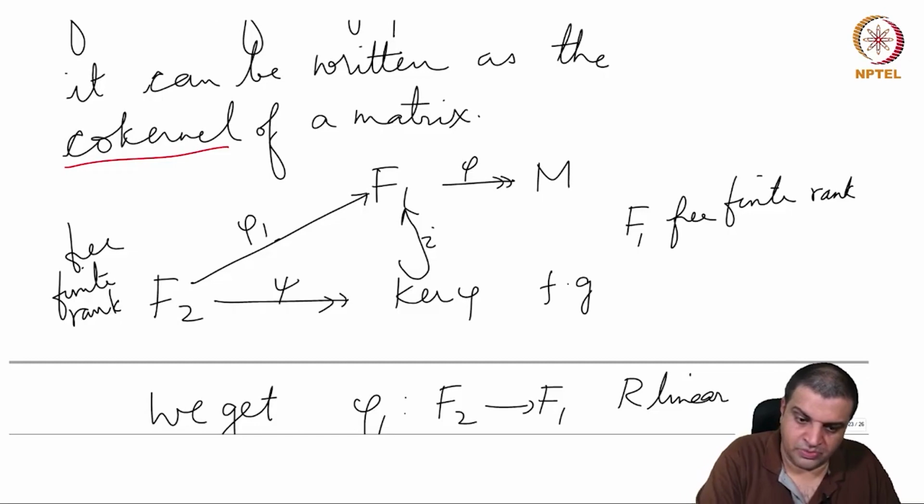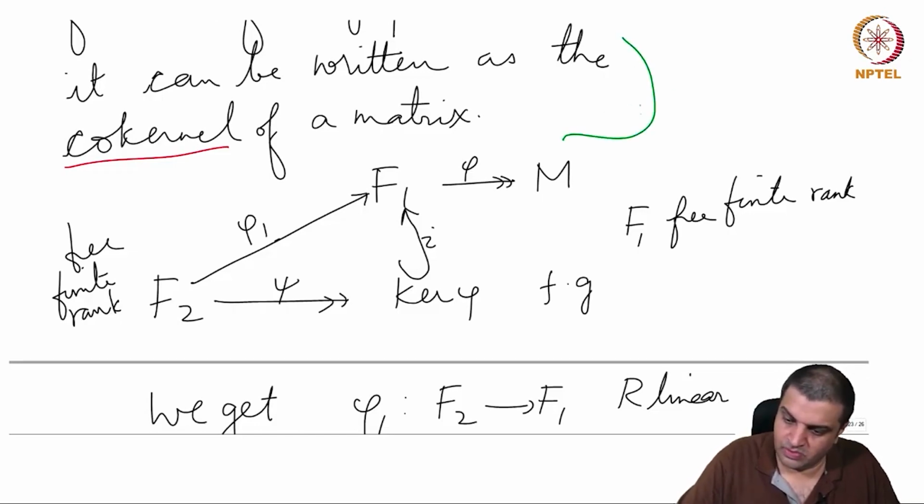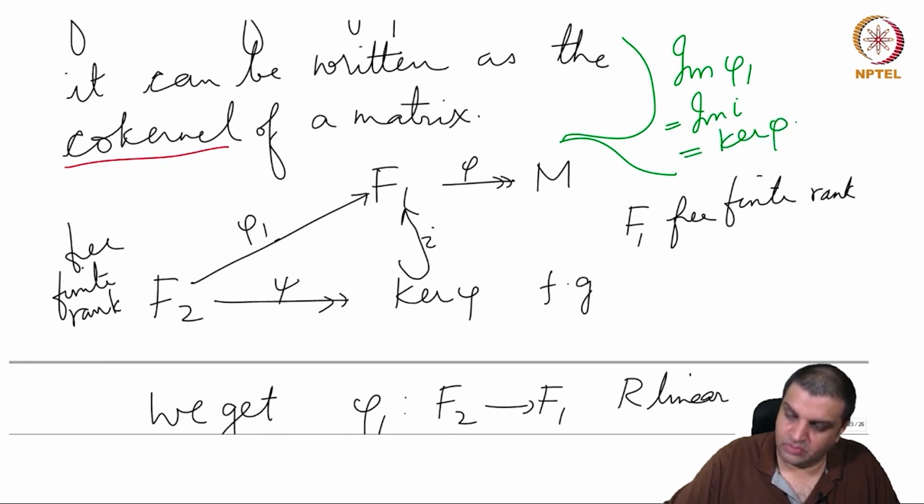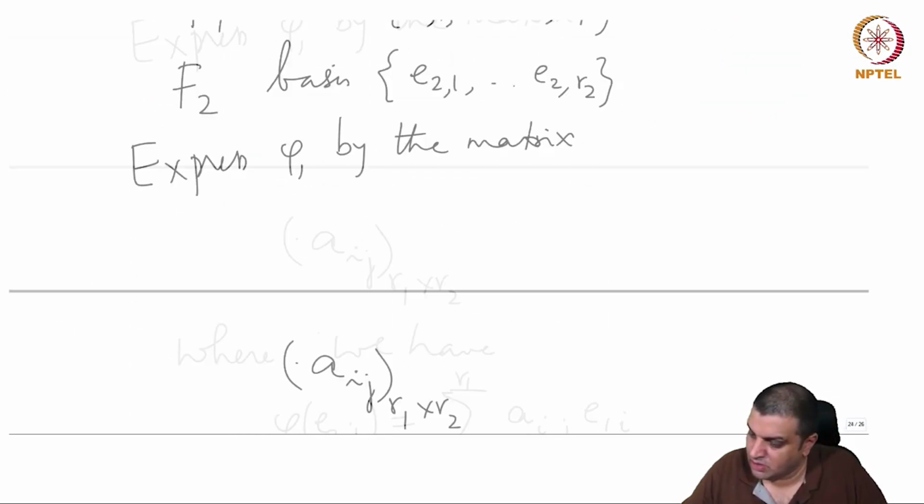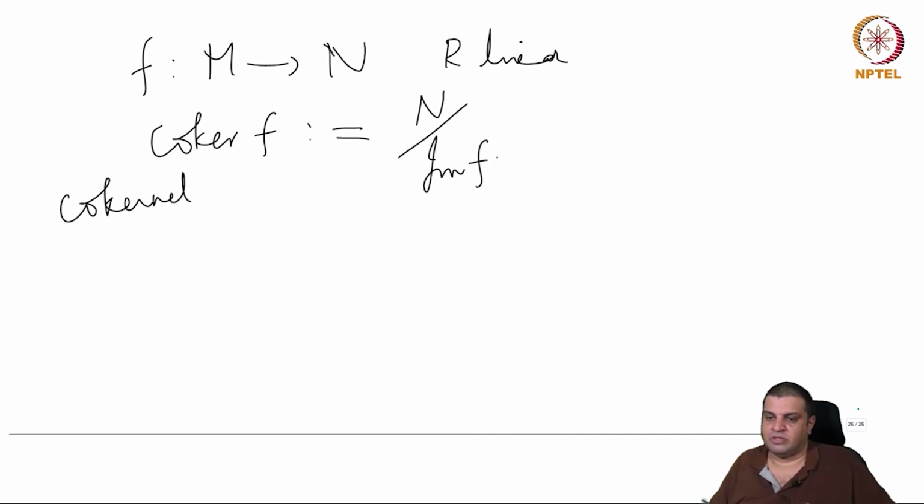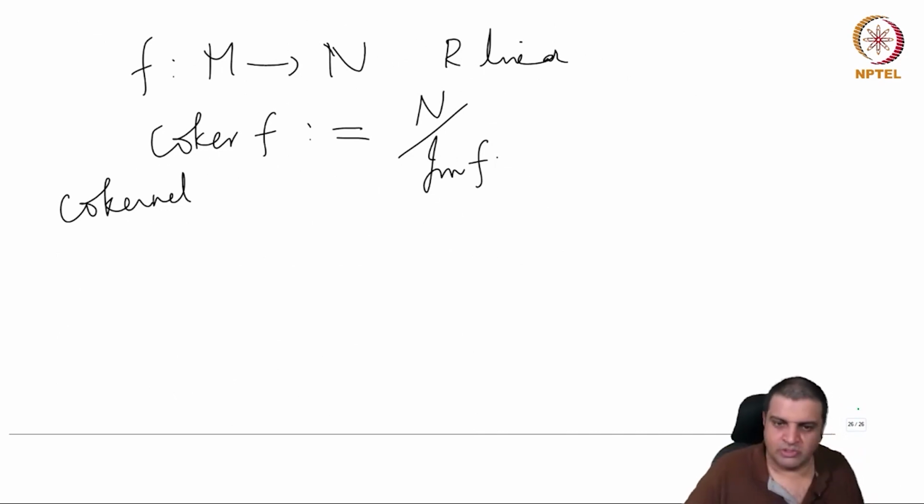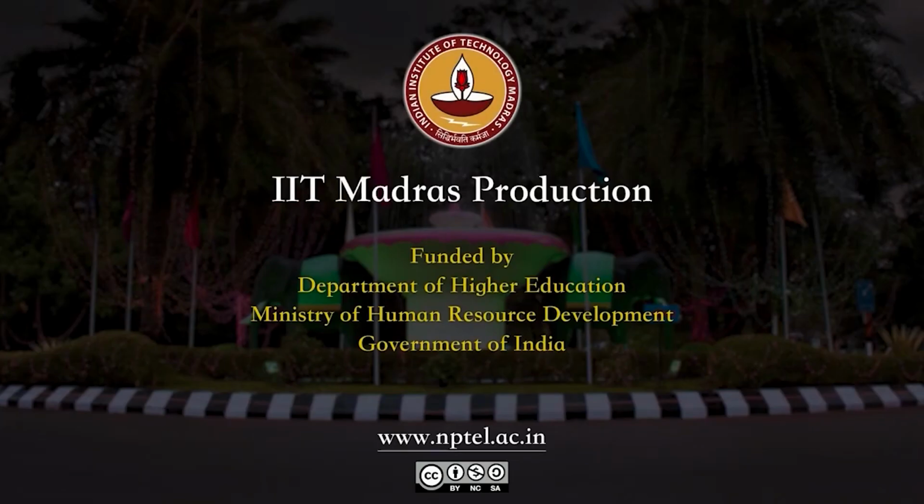Here what we should observe is that the image of phi1 is the image of I, which is equal to the kernel of phi. Therefore M is isomorphic to the co-kernel of this map. So there is some advantage in working with these modules. We will continue our discussion about modules in the next lecture.